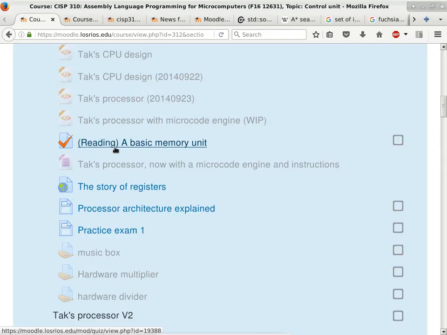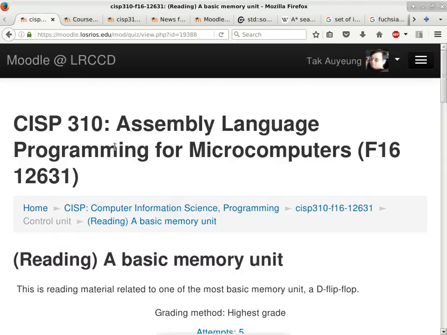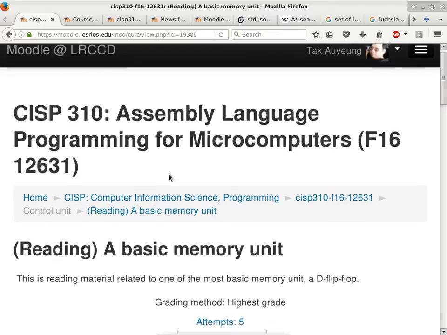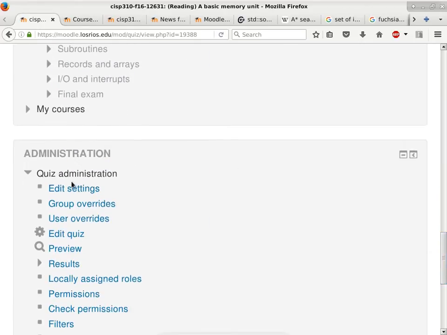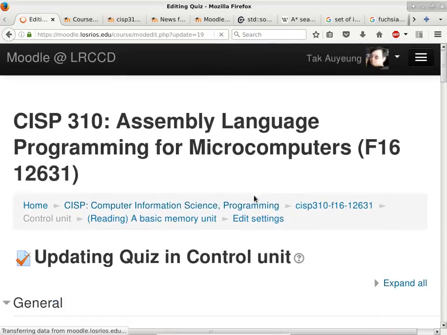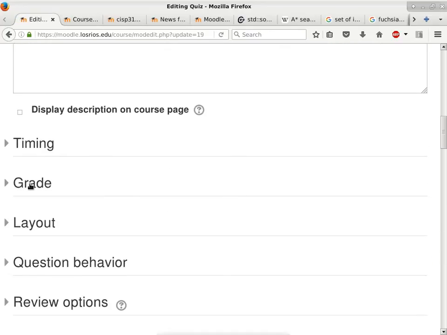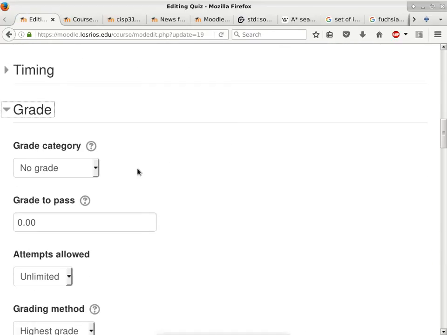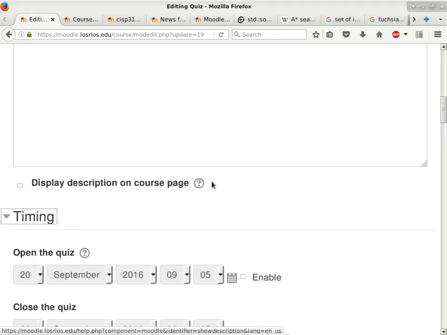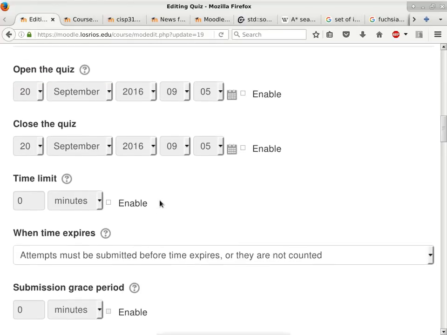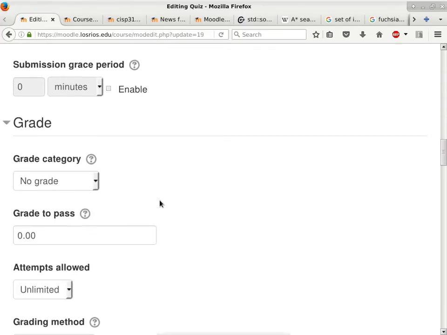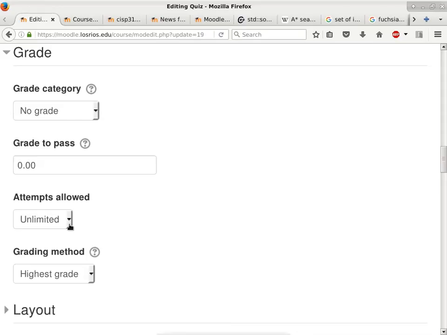So what I'm going to do today is read this note out. Can you take that little quiz as many times as you want? Yes, I believe so. I think it is set up so you can take it as many times as you want. Let me just double check. I'm going to the settings and going to grade. Unlimited. Yeah, so you can take it as many times as you want.